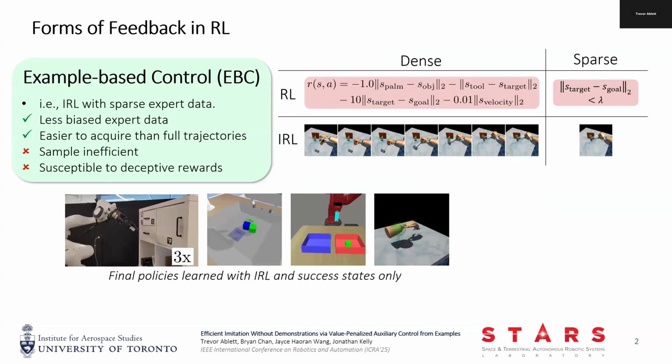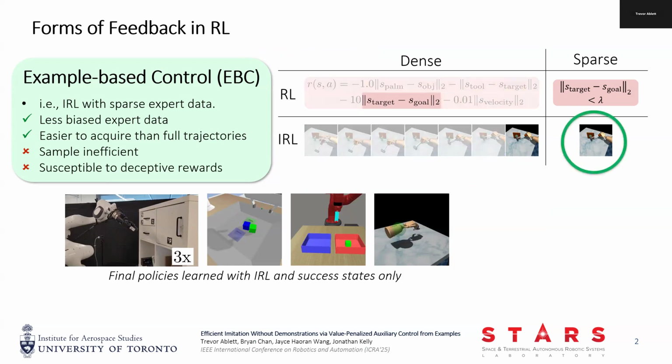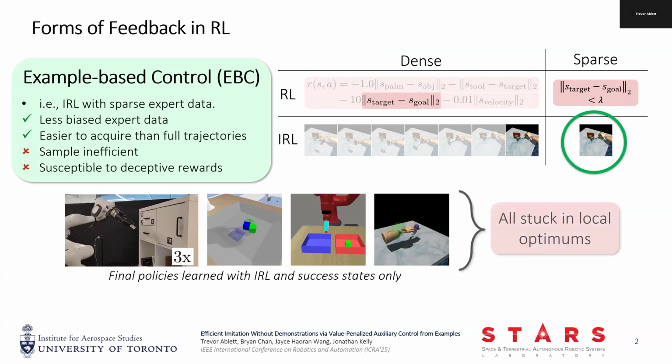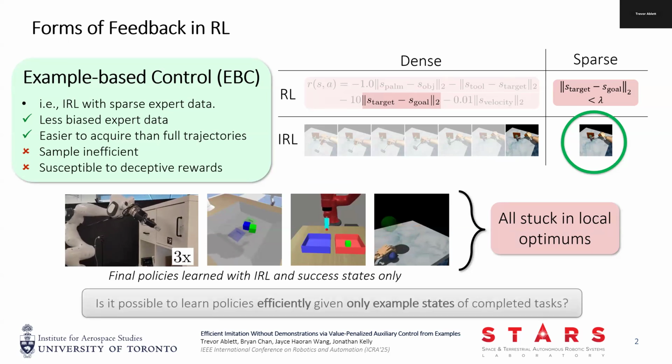We consider example-based control as an alternative to inverse reinforcement learning. EBC is akin to sparse reward reinforcement learning, but with expert data. Examples are easier to acquire and less biased than full trajectories, but EBC can suffer from sample inefficiency and deceptive rewards. These videos all show policies learned via state-of-the-art EBC, and all are stuck in local optimums. Our main experimental question is then, is it possible to learn policies efficiently given only example states of completed tasks?